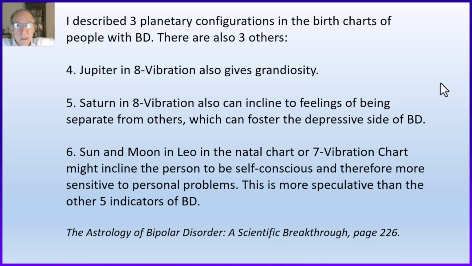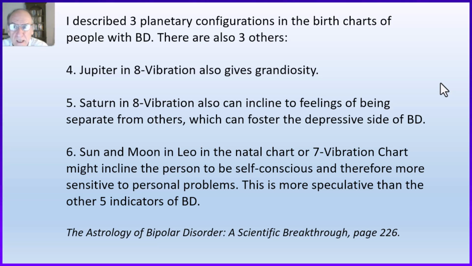Why 7 vibration chart? Because 7 vibration chart is deep, thoughtful. It gives meaning and depth to our personalities. And so if you're taking Leo seriously, or it's in the natal chart, why Leo? Because Leo is very self-conscious, very concerned with their own personal development. And our current theory is that Sun and Moon in Leo by themselves, and the statistical analysis appears to be supporting this, by themselves, they do not seem to incline to bipolar disorder.